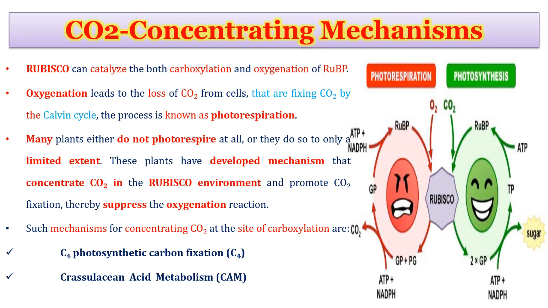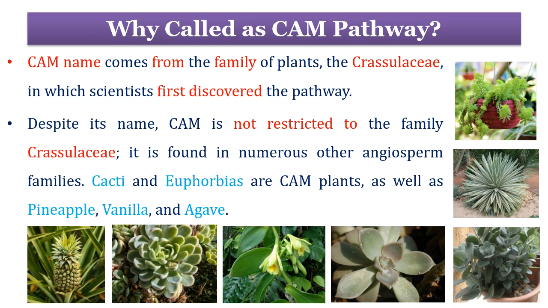Plants have developed this mechanism for concentrating carbon dioxide around RUBISCO for operating the Calvin cycle, fixing carbon dioxide and subsequently synthesizing carbohydrates. So now in this talk we are going to discuss one of the adaptations, that is the CAM pathway, crassulacean acid metabolism pathway.